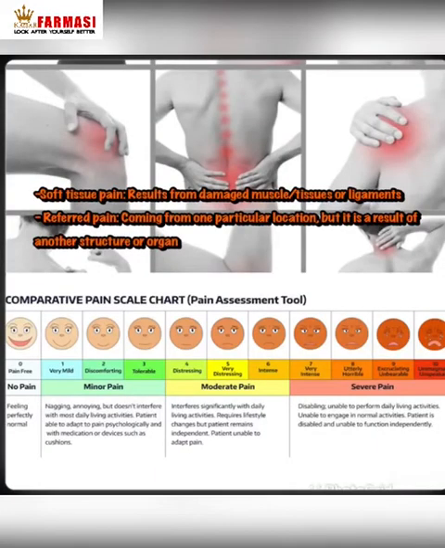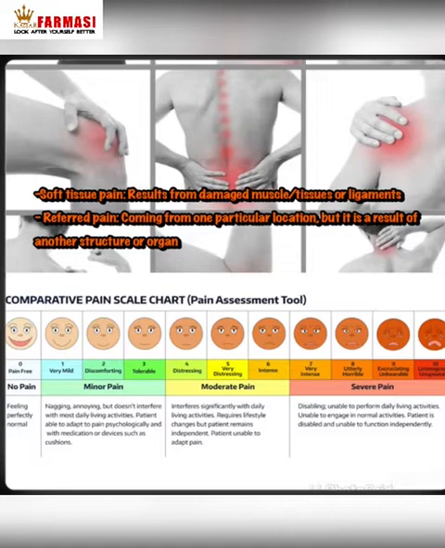So next I'll be talking about soft tissue pain and also referred pain. Soft tissue pain is normally a result of damage or inflammation of the muscle tissue or ligaments, and it's associated with swelling or bruising. Referred pain is a pain that is felt in a location other than its source. It normally is a result of an injury or inflammation of another structure or organ. For instance, when we have a heart attack, the pain is often felt in the neck, left shoulder, and down the right arm, but it's not actually from those areas, it's from the heart itself.